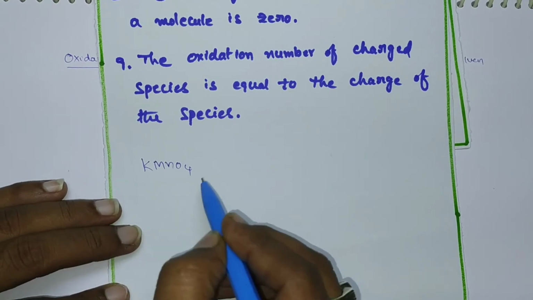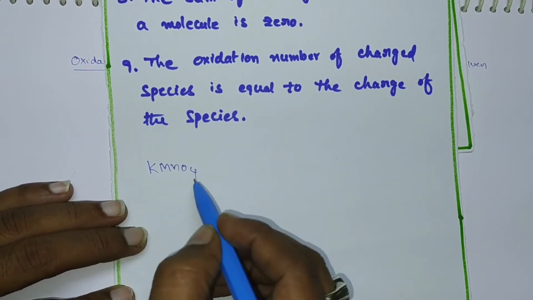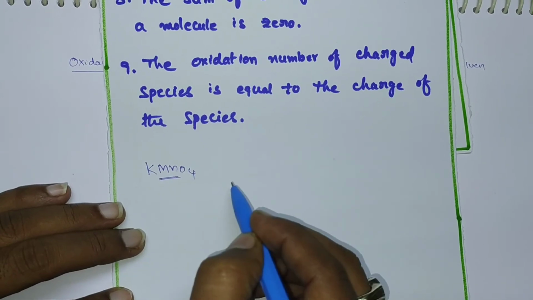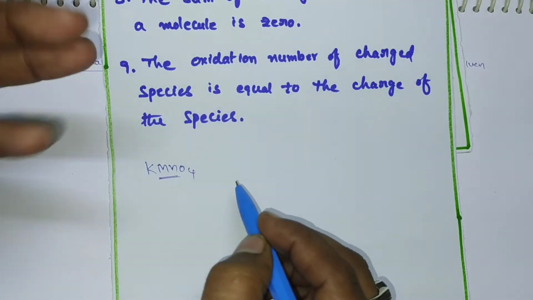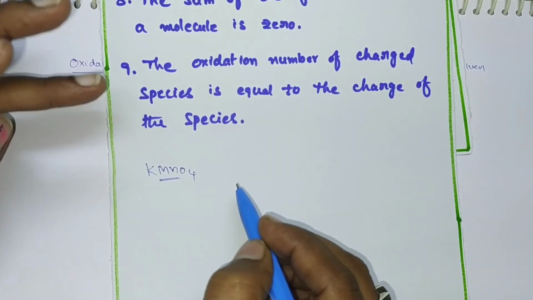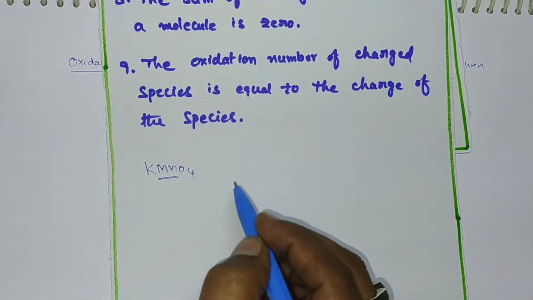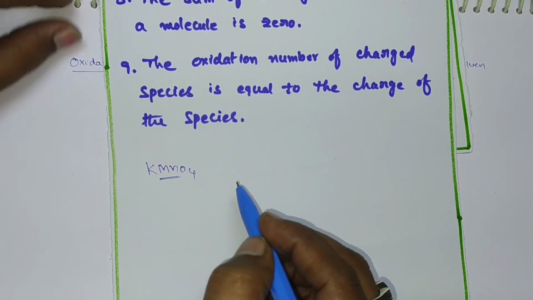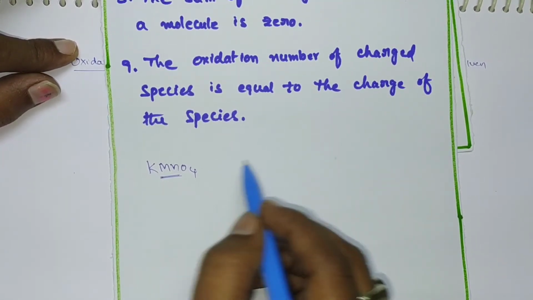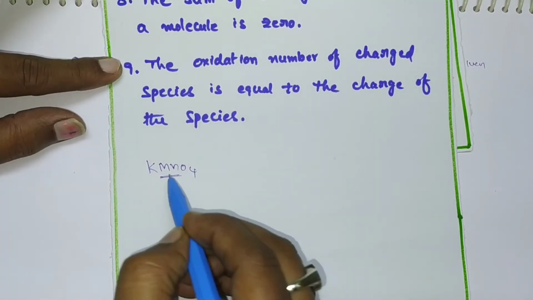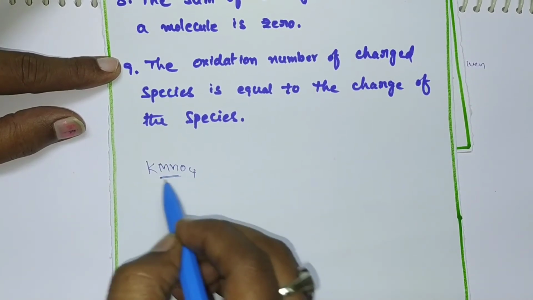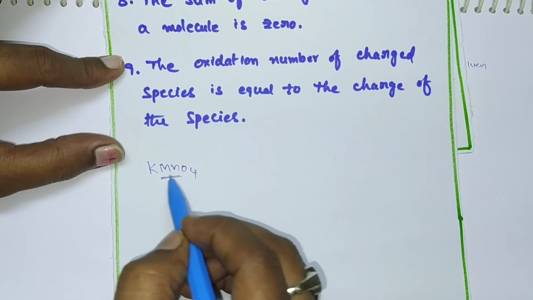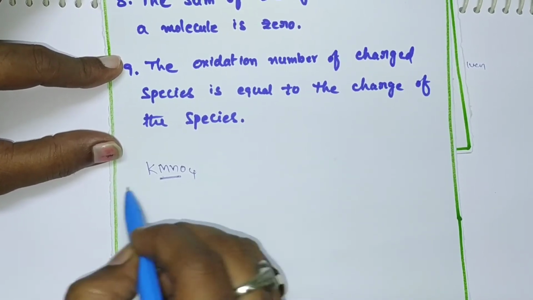KMnO4 means potassium permanganate. In potassium permanganate, we have to calculate the oxidation state of manganese. Generally, the first A group and second A group elements exhibit some stable oxidation states, whereas the transition elements exhibit variable oxidation states. Manganese is one of the d-block elements, so it will exhibit different oxidation states. Now we have to find out the oxidation state of manganese.